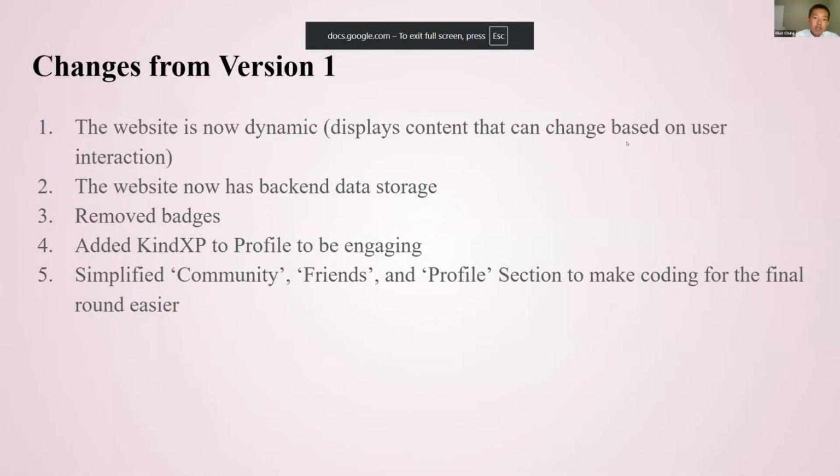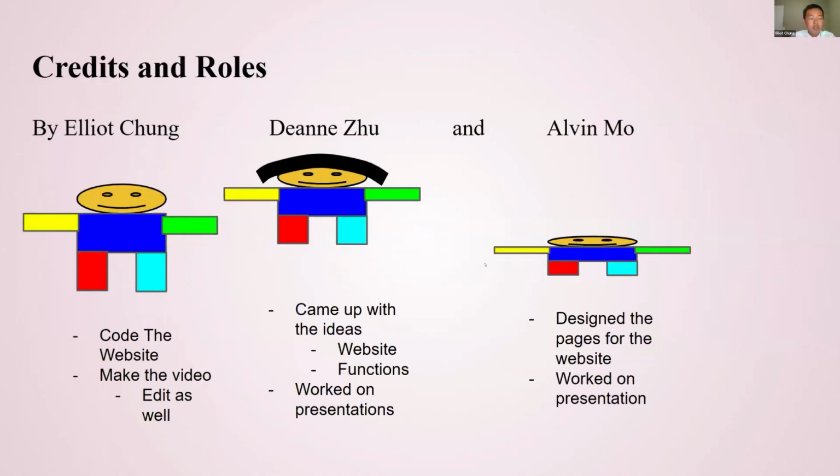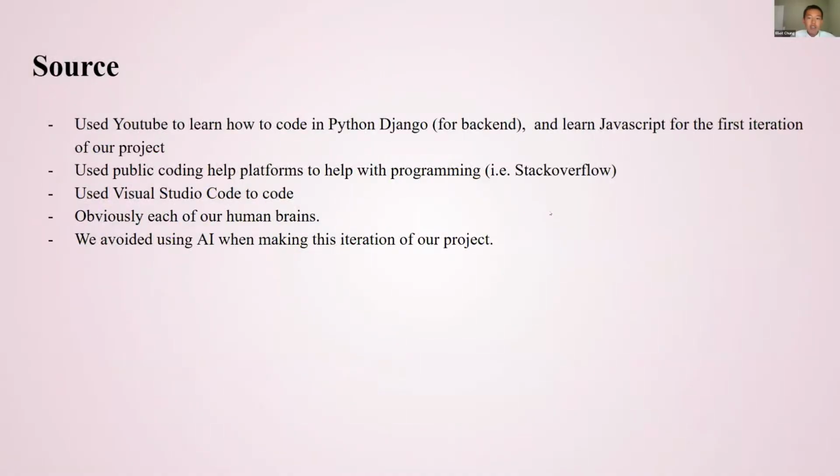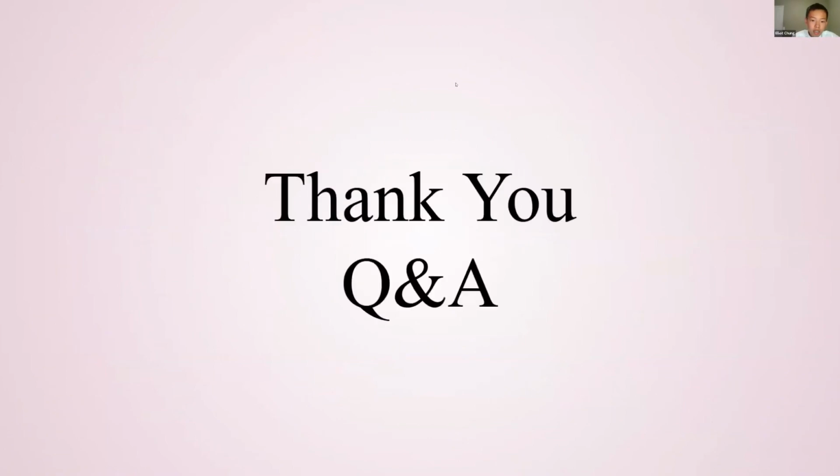So what has changed from version 1? So we now made a dynamic website which displays content that can be changed based on user interactions. The website has a backend storage using Python Django, and we removed badges from the first iteration and added kind XP. And we also simplified a lot of pages. So these are our roles for the platform, and here are the sources that we used for this platform. And thank you.